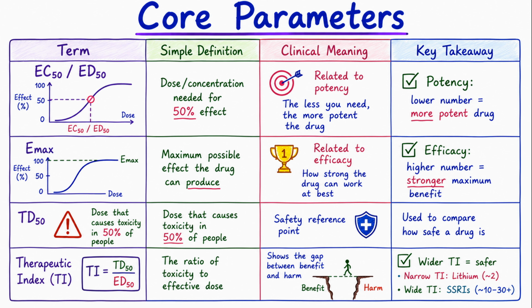Then TD50, the dose that causes toxicity in 50% of people. This is purely a safety reference point, and you'll see exactly why it matters in the next term. And that's the therapeutic index, TI. You calculate it by dividing TD50 by ED50. A wider therapeutic index means a safer drug because there's a bigger gap between the dose that works and the dose that harms. Lithium is the classic example of a narrow therapeutic index, roughly around 2, which is exactly why lithium levels need regular blood monitoring. SSRIs, by contrast, have a wide therapeutic index, which is part of why they're considered much safer in overdose.